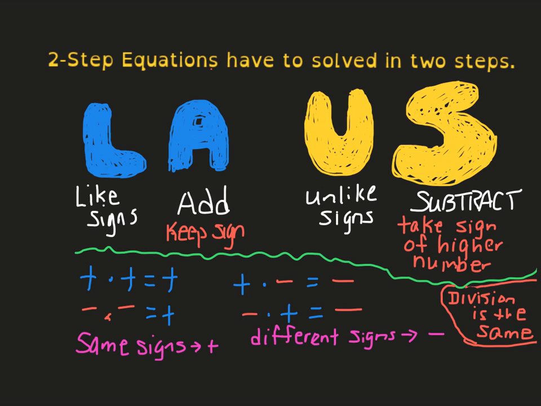Now, since we're going to be dealing with both types, adding and subtracting and multiplying or dividing, you need to know or remember your multiplication and division rules. If your signs are the same, your answer is positive. So positive times positive equals a positive. Negative times negative equals a positive. Positive times negative is negative. Negative times positive is negative. So different signs, it's a negative that goes with your answer. And division is the same. They have the same rules as multiplication.